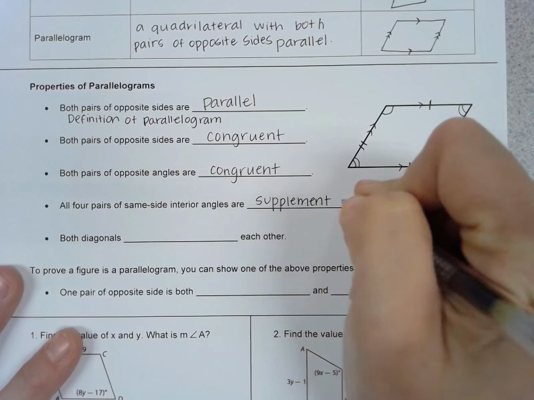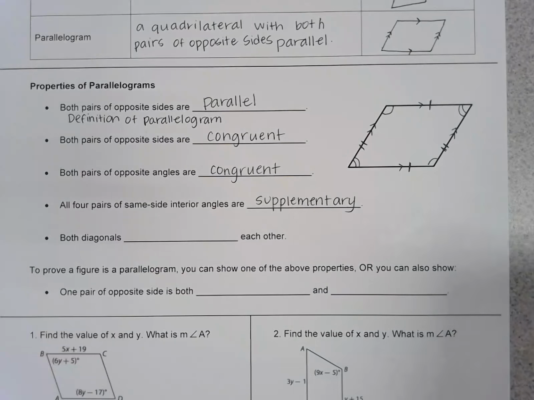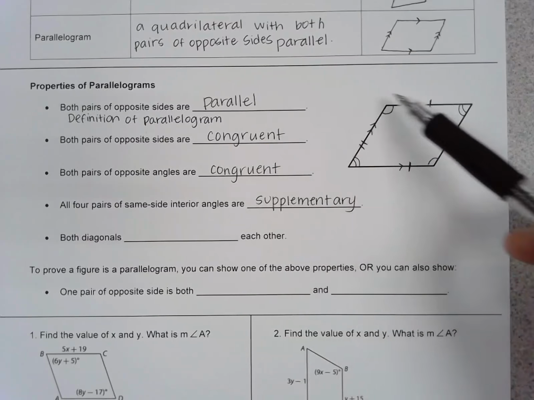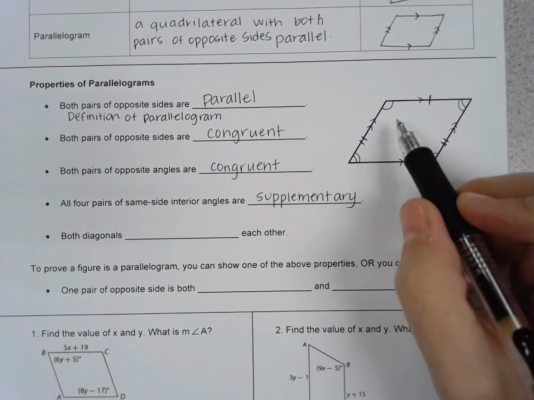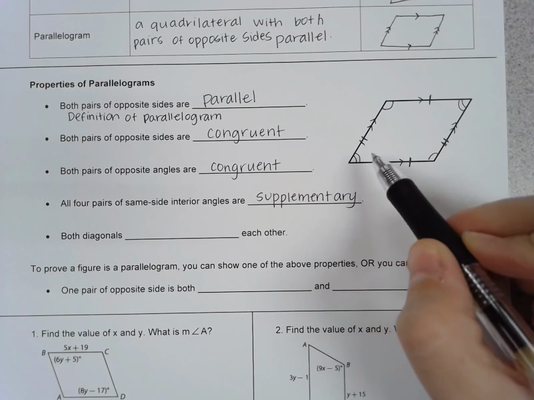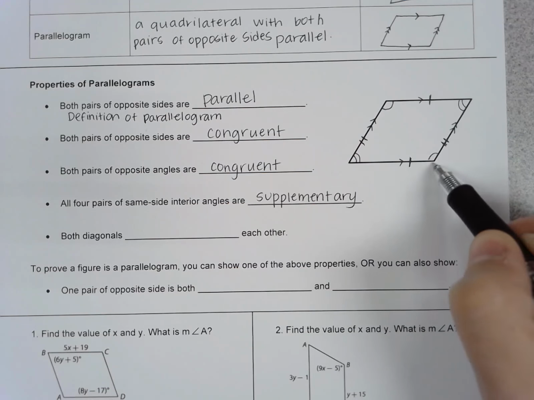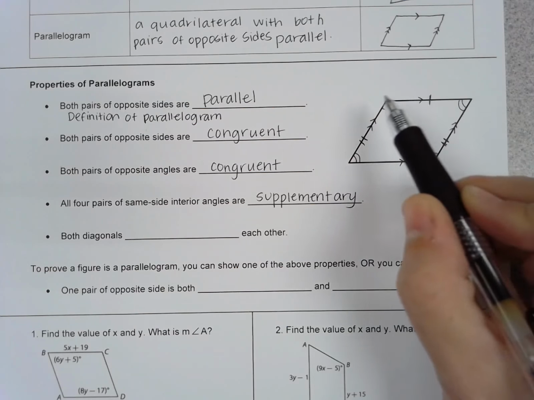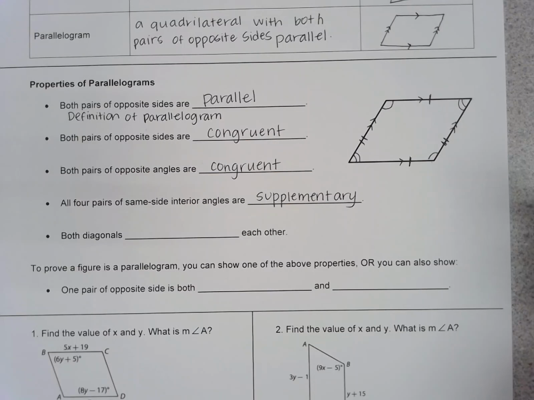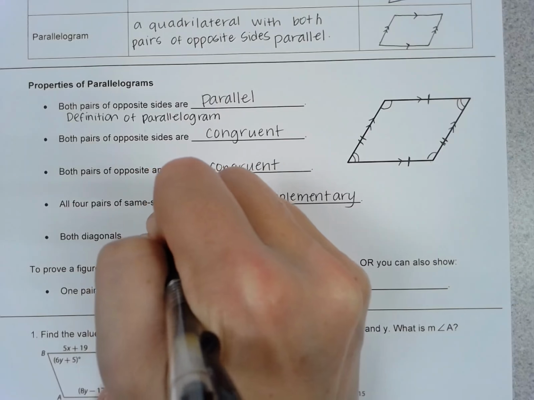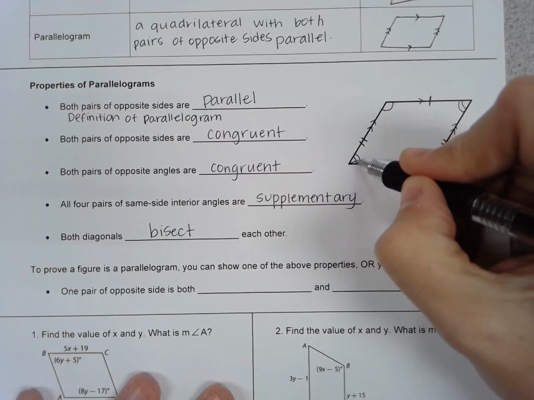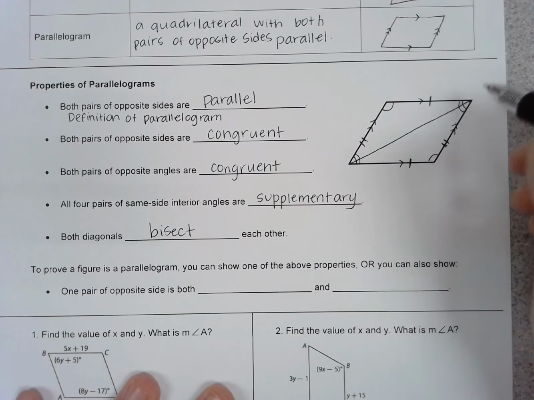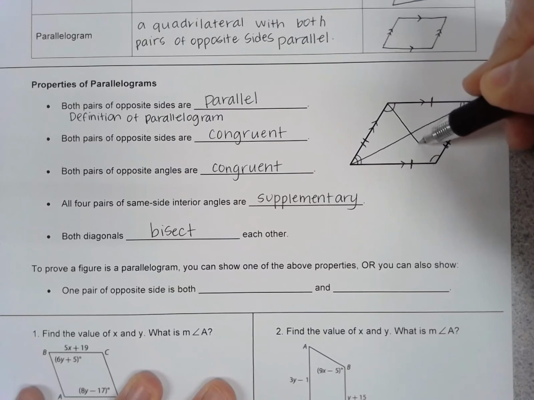All 4 pairs of same side interior angles are supplementary. We don't have a way to draw that on the picture, but I want to remind you that this is a parallel line to this, so this is sort of a transversal. This angle and this angle add up to 180, this angle and this angle add up to 180, and so on for the other pairs. The last thing that's true about parallelograms is that both diagonals bisect each other. The diagonals aren't congruent to each other. This is a diagonal, and then this is a diagonal.